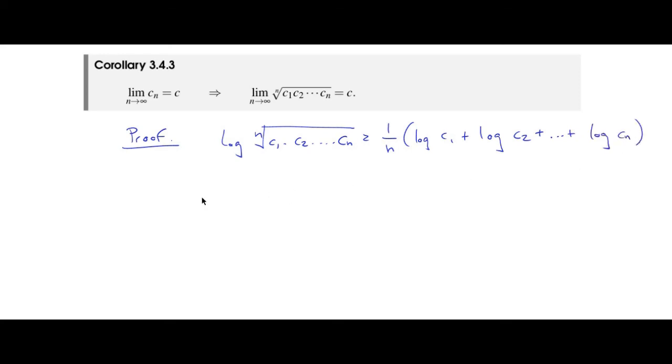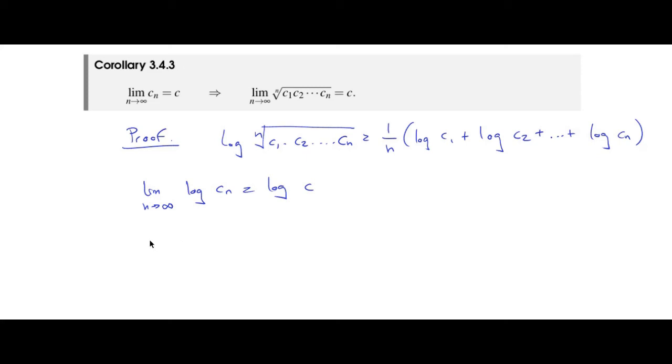It's very similar to the previous one. If we take the logarithm, we say the logarithm of the nth root of c sub 1 times c sub 2 times and so on times c sub n is 1 over n, and then the logarithm of c sub 1 plus the logarithm of c sub 2 plus and so on plus the logarithm of c sub n, right? So now the limit of the logarithm of c sub n is the logarithm of c, okay, we know that. Then we can apply this result.